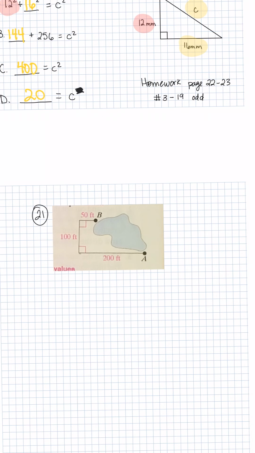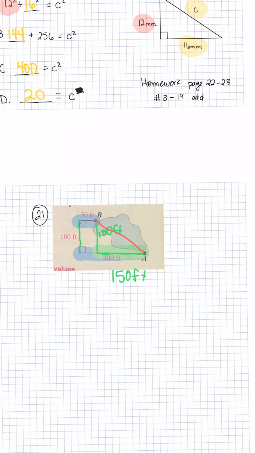Okay, so if this line is 200 and this one is 50, and we want to know what this is, we can just take 200 and subtract 50. So this line right here is going to be 150 feet. And we know that this line is 100 feet. So therefore from B down is going to be 100. And we want to know the hypotenuse between B and A.